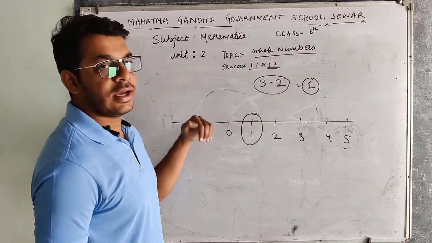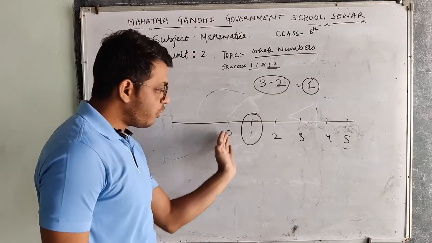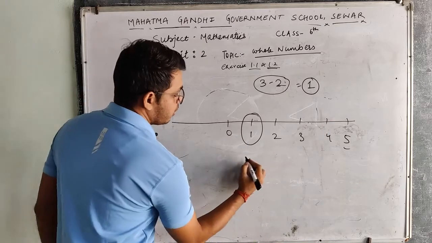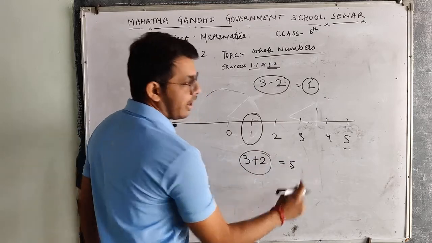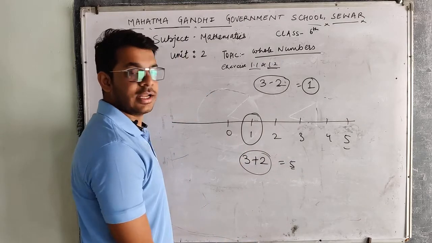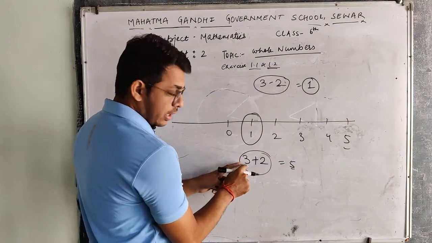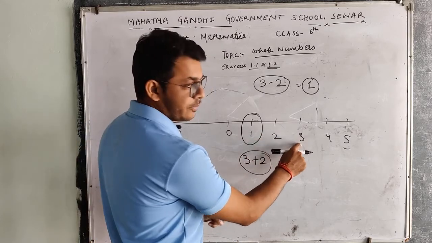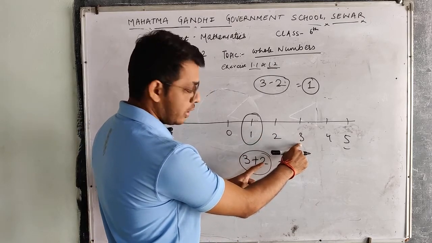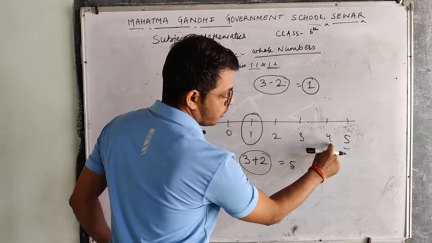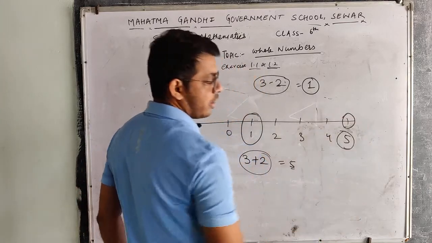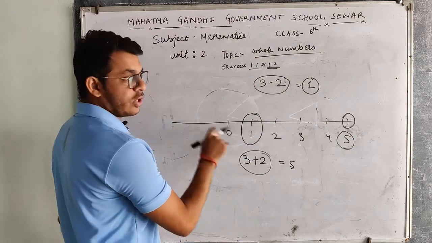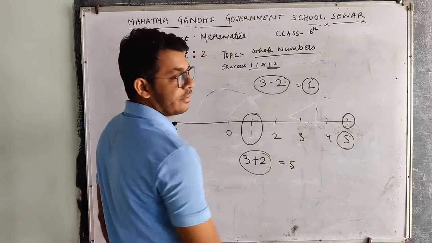If we want to add, if we want to move forward, what will we do? 3 plus 2. What will be the result? 5. How will we represent this on the line? We know that there are 3: 1, 2, 3. And plus 2: 4 and 5. The result of this representation on the line will be 5.